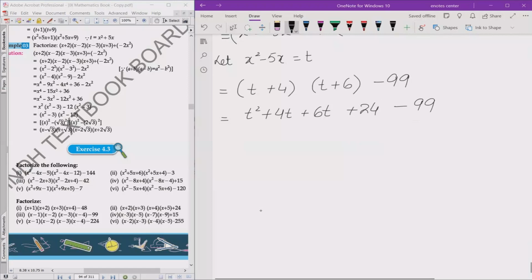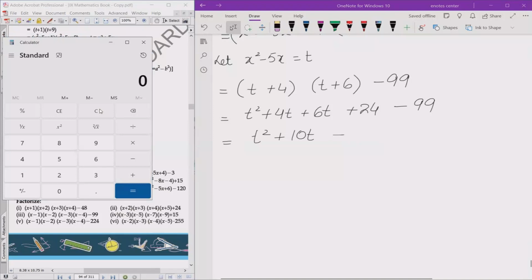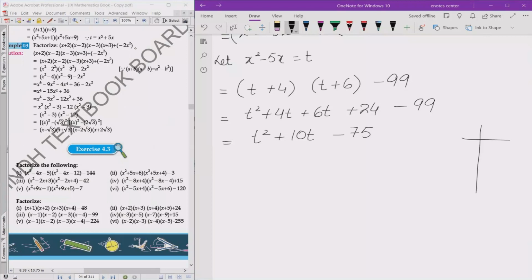So we will simplify t squared plus 10t, and if we minus 99 from 24, we will get 75. So minus 75. Now we will make 75 here, and we have to divide like we have 10 here. So 5 ones are 5 and 5 3s, so this is 5 15s are 75.